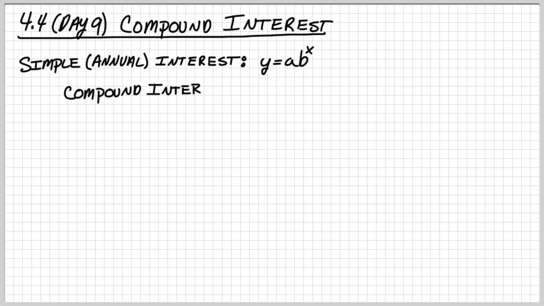But then a little bit more advanced would be compound interest. So whether it's compounded quarterly or monthly or even daily, we use this formula. So it's B equals P times (1 plus R over N) to the power of NT.